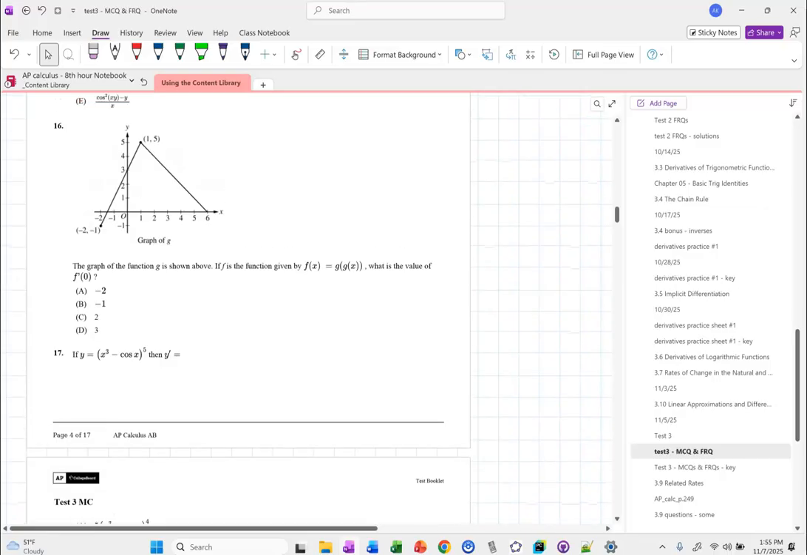All right. 16 says the graph of the function g is shown above. If the function given by f of x is equal to g of x, what is the value of f prime of 0? How would I start?